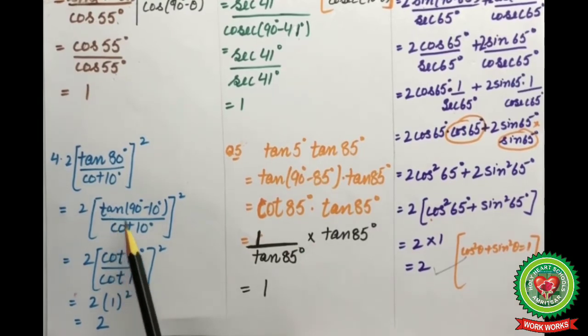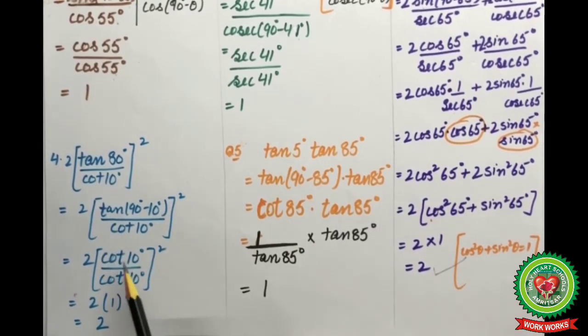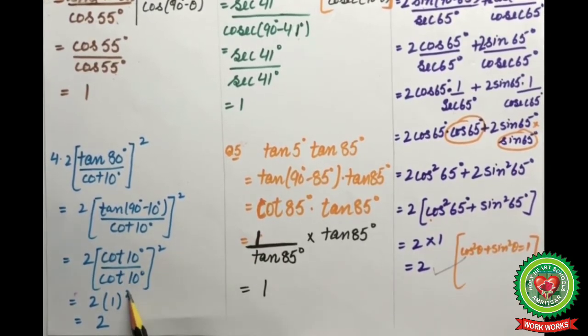Now tan 90 minus 10 is equal to cot 10 degree. So we'll get it as 2 bracket cot 10 upon cot 10 whole square. So we are going to do the cutting of cot 10 and cot 10. We will get it as 1. So it will be equal to 2 into 1 whole square, which will give the answer as 2 only.